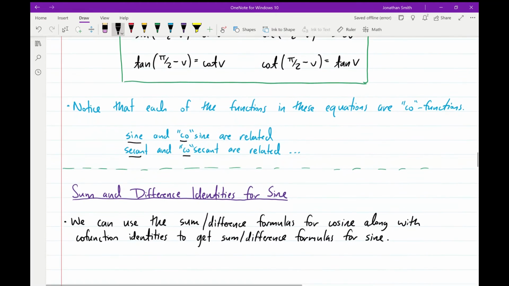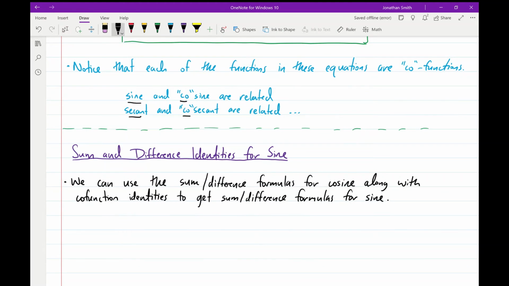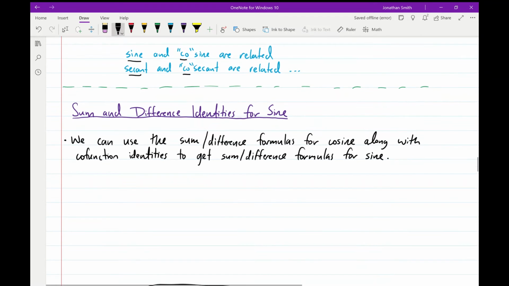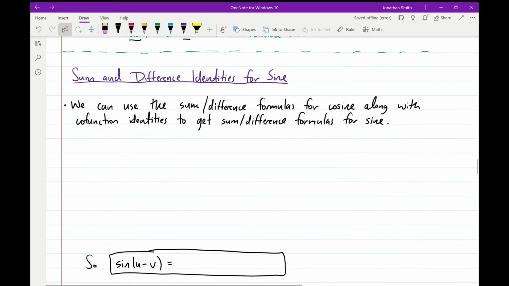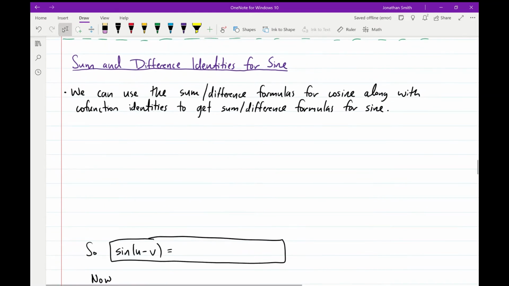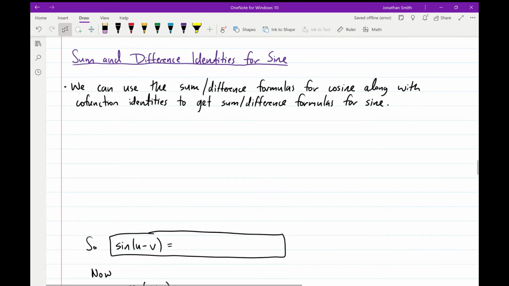So this is why we get the name cofunction identities. All right, so the natural next question to ask is, if we have these sum and difference identities for cosine, shouldn't we also have sum and difference identities for sine as well? And the answer ends up being yes.